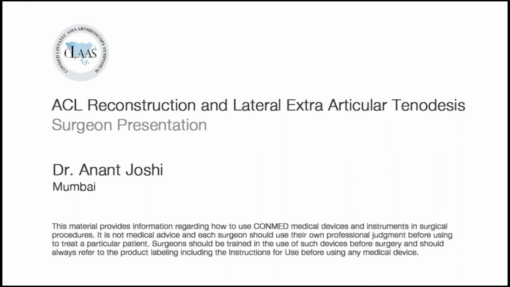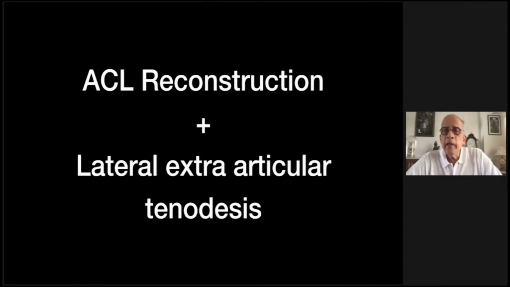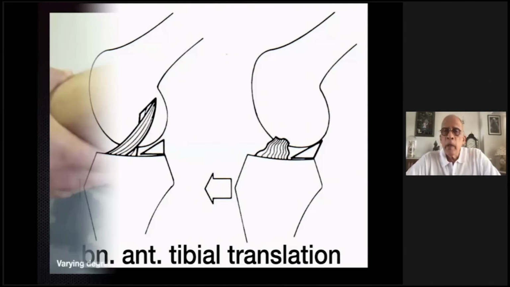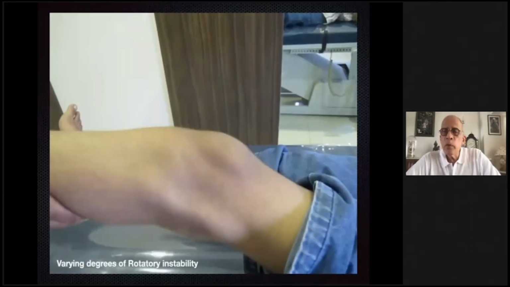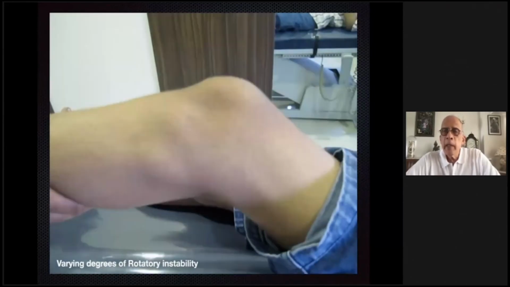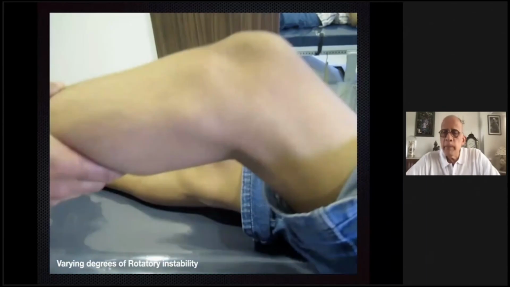My topic today would be on ACL reconstruction with lateral extra-articular tenodesis. And we all know that anterior cruciate ligament injuries are extremely common. Some of these are high-velocity injuries, resulting in significant disruption of kinematics of the knee. The anterior cruciate predominantly leads to abnormal anteroposterior translation of the tibia on the femur. But more importantly, damage to the secondary restraints leads to varying degrees of rotatory instability, the commonest of which, of course, is the pivot shift sign.